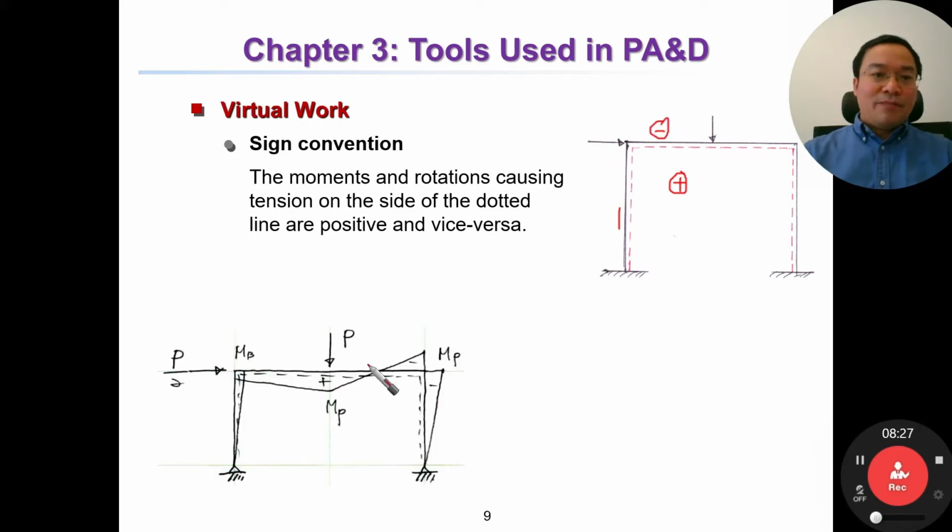For example, if we have a moment curve, moment diagram, then moment inside is tension inside. Tension inside is positive, so it's plus. If the tension is outside, outside means the opposite side of the dotted line, then it is negative, minus. It is for moment.